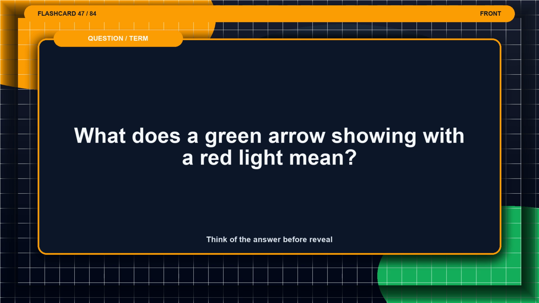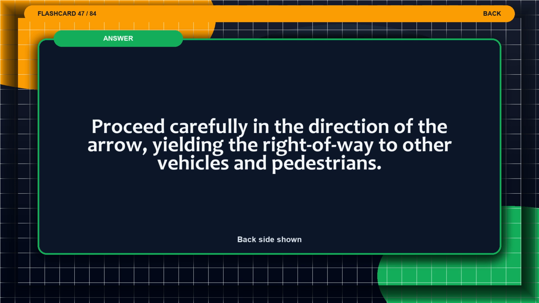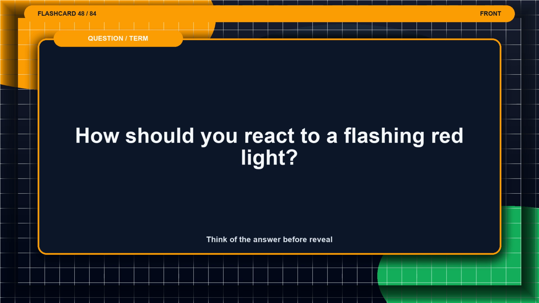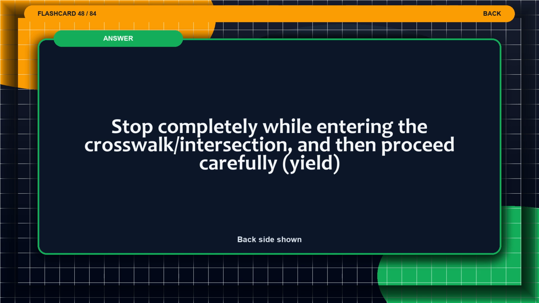Flashcard 47. What does a green arrow showing with a red light mean? Think of the answer before the reveal. The answer is, proceed carefully in the direction of the arrow, yielding the right of way to other vehicles and pedestrians. Flashcard 48. How should you react to a flashing red light? Think of the answer before the reveal. The answer is, stop completely while entering the crosswalk/intersection, and then proceed carefully, yielding.